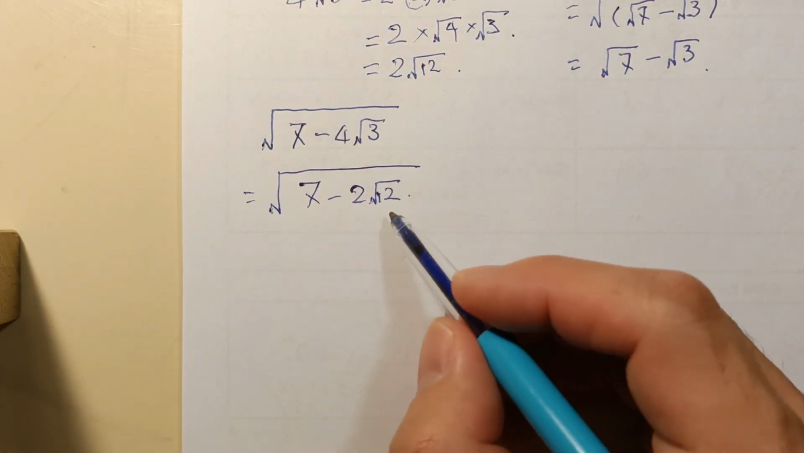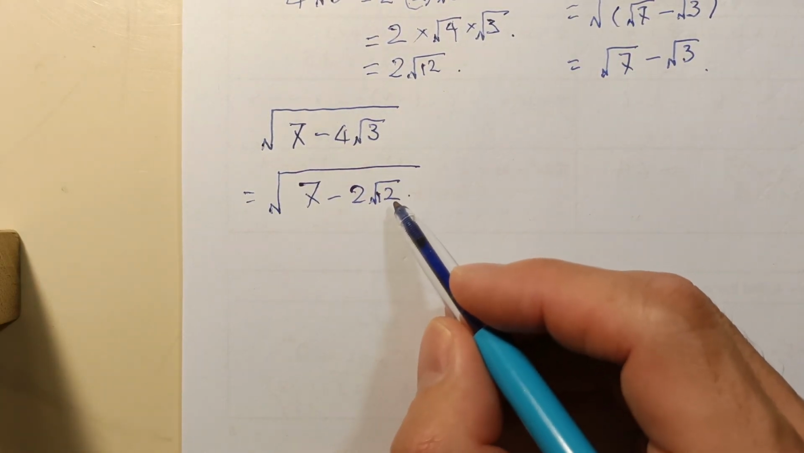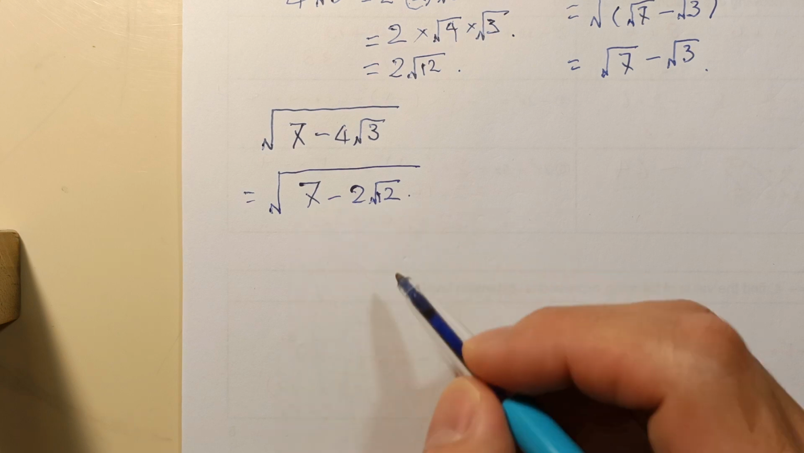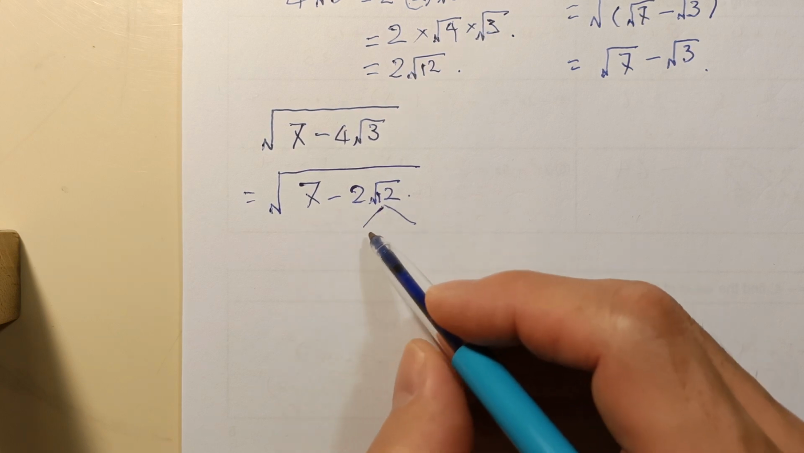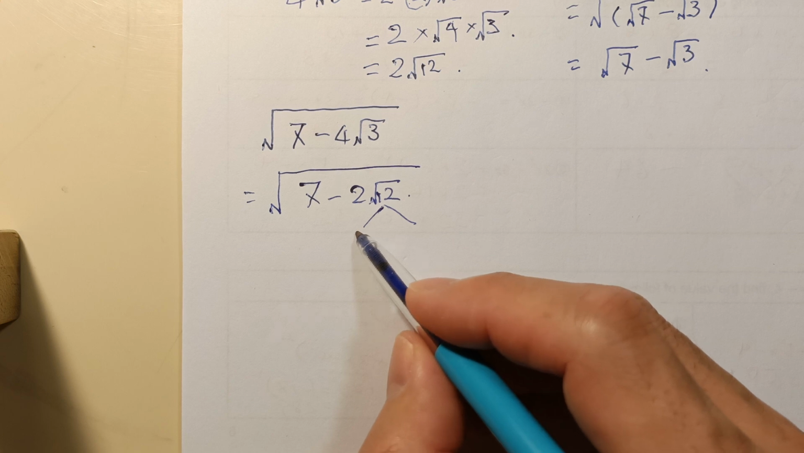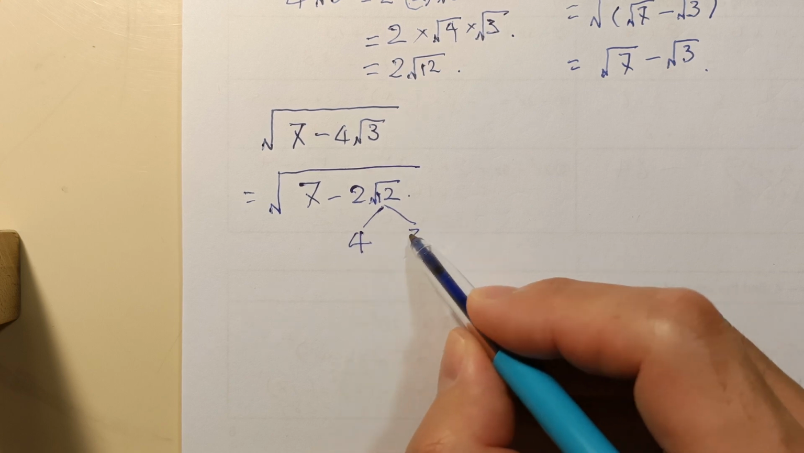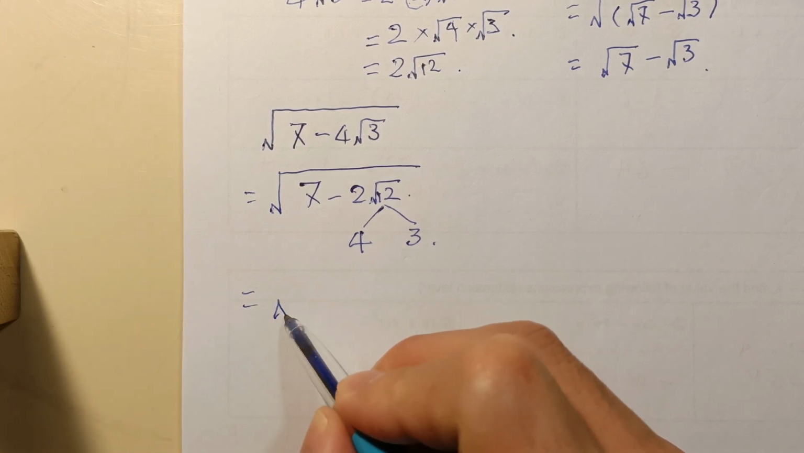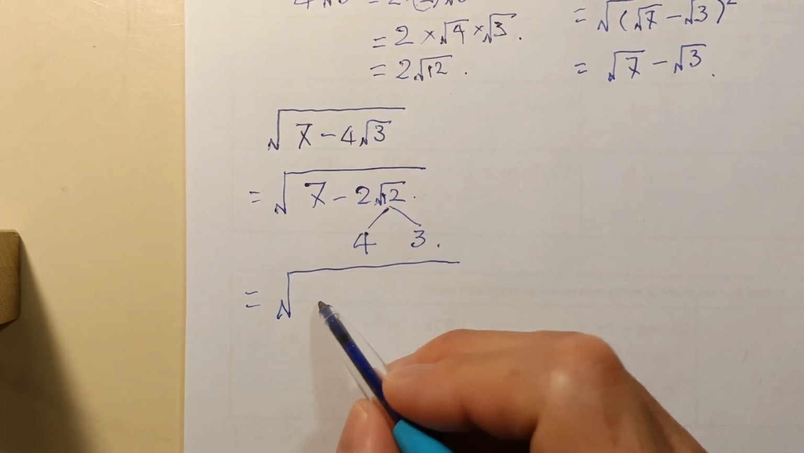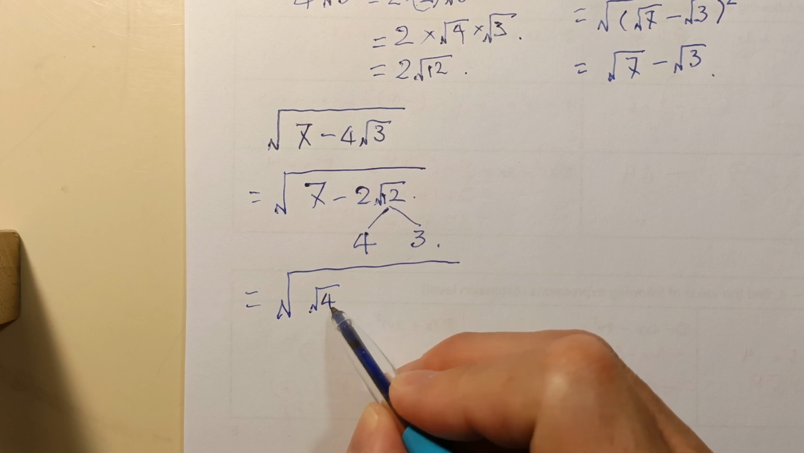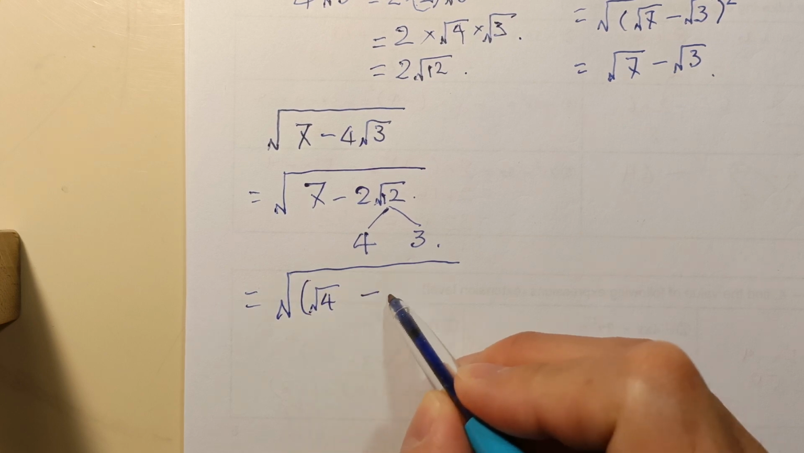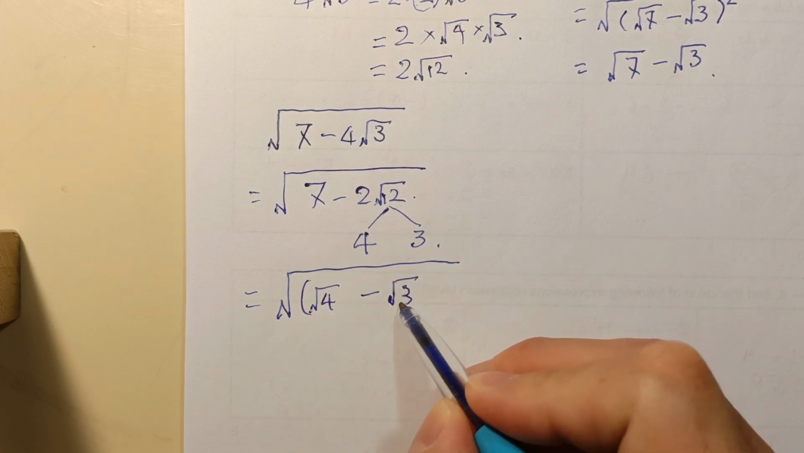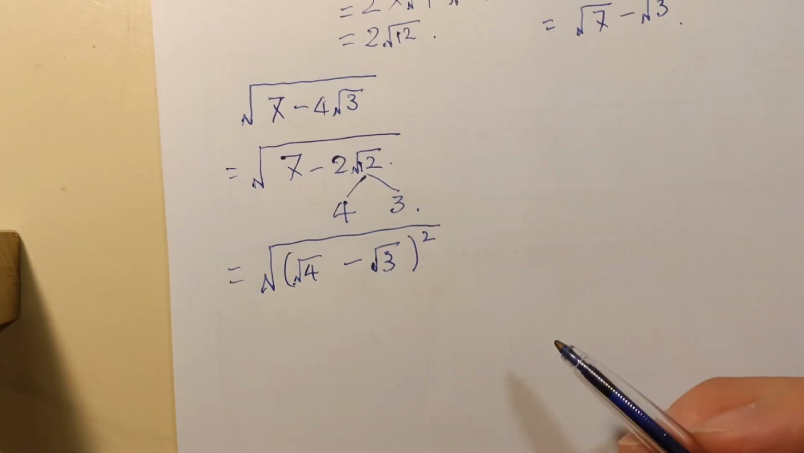So timesing 2 number you get 12, and adding 2 number you get 7, which is 3 times 4, isn't it? So I put the bigger number left, smaller numbers right, okay? Then square root 4, bracket, take away square root 3, bracket squared, right?